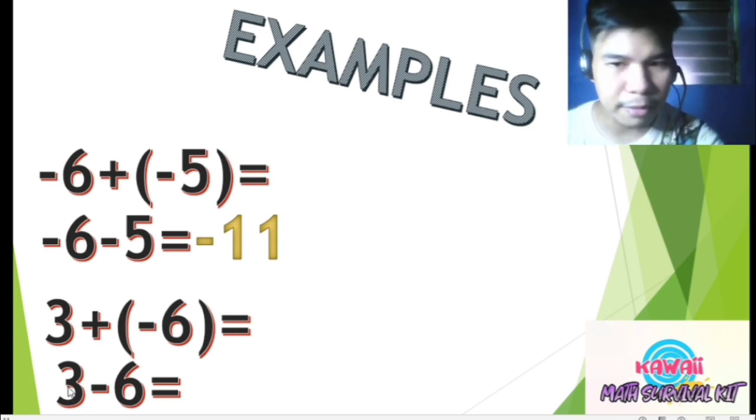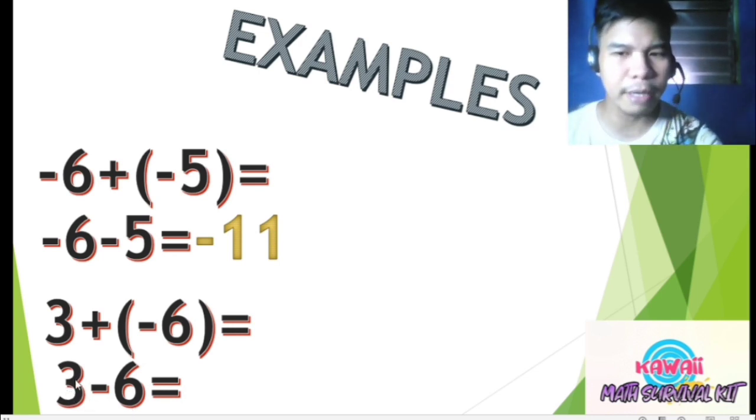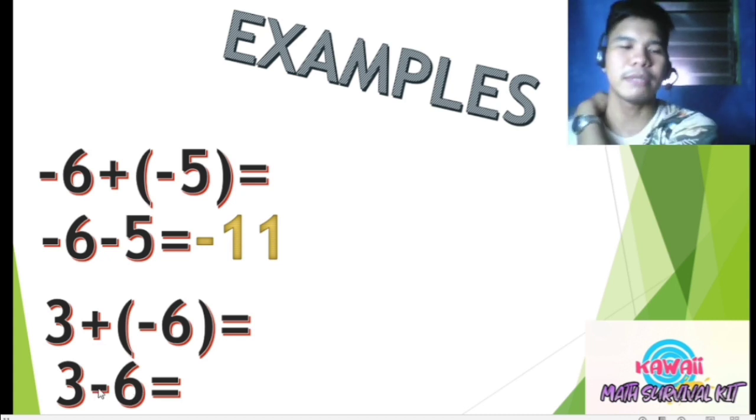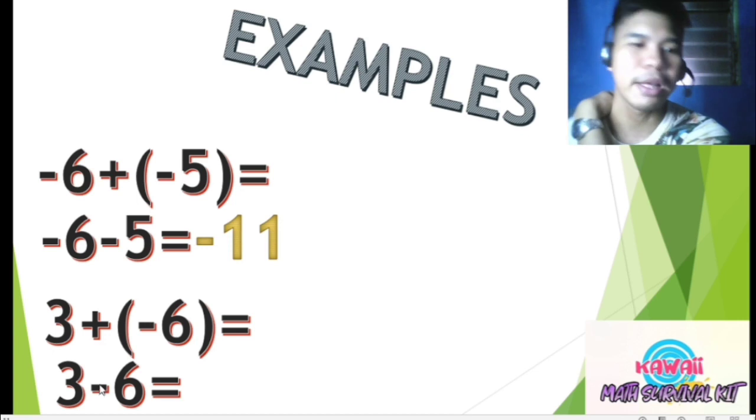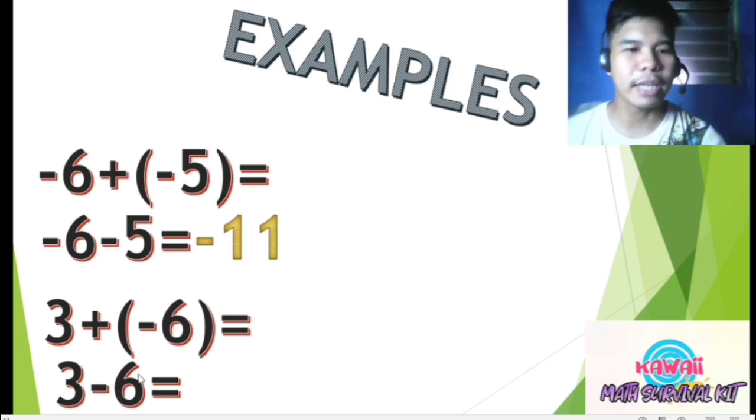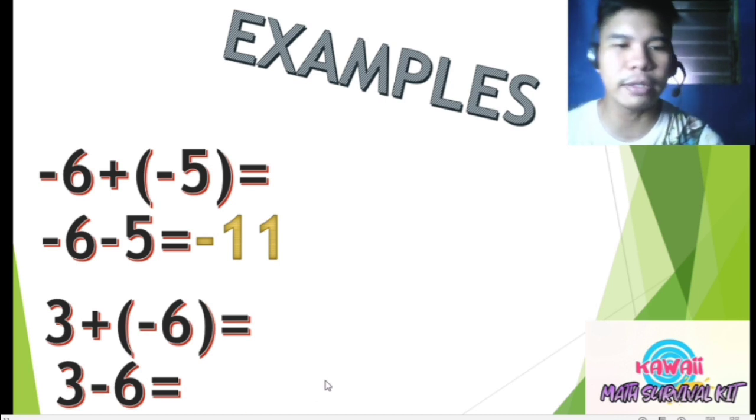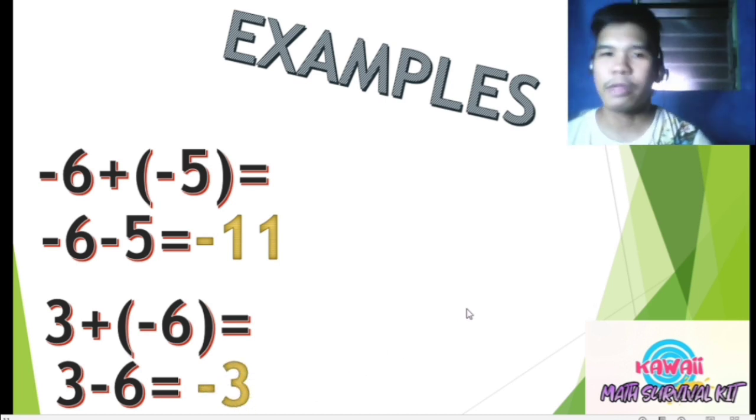So positive 3 here is positive, and then 6 here is negative, so they are unlike signs, so we subtract. 6 minus 3 is 3. Since the sign of the larger number, which is 6, is negative, our answer will be negative 3.